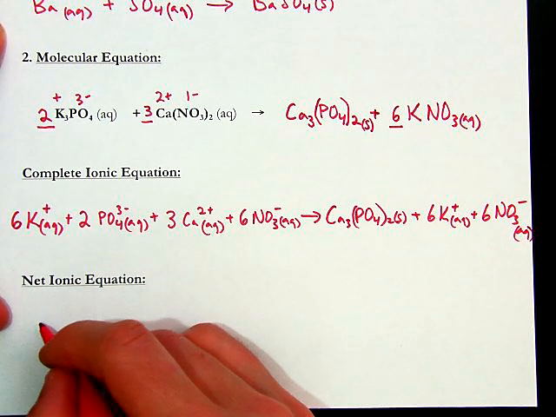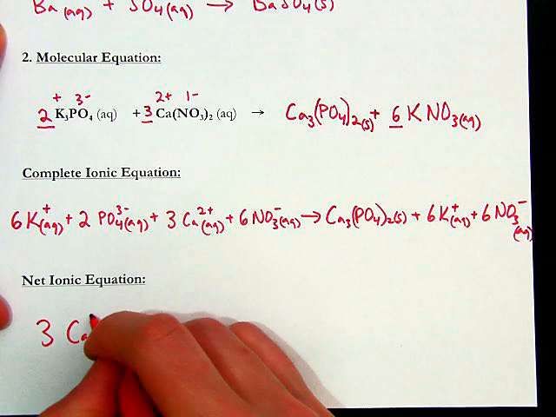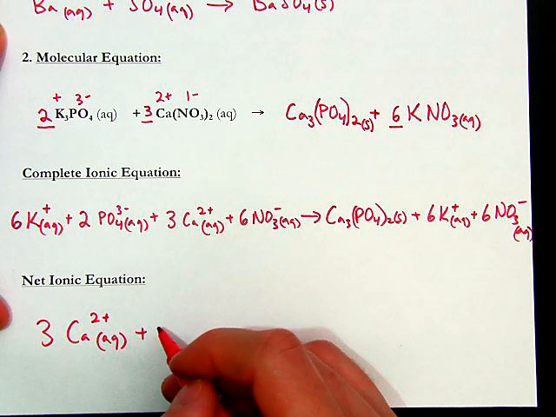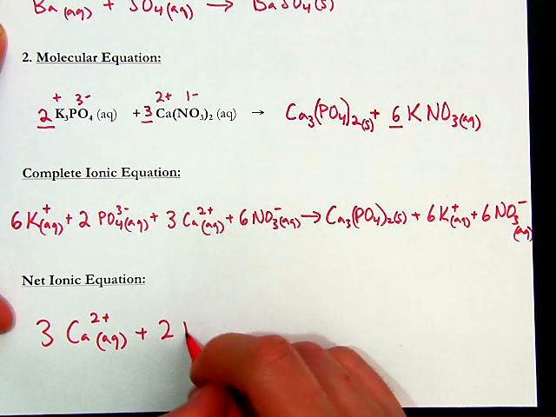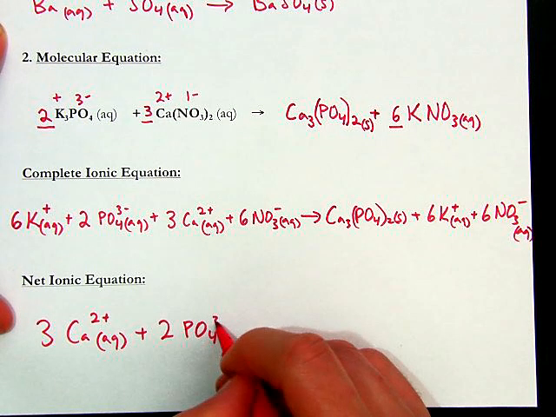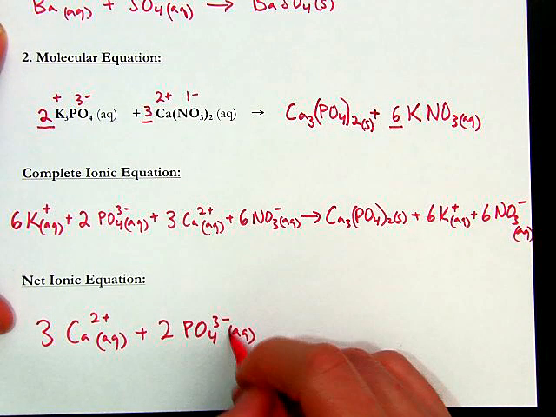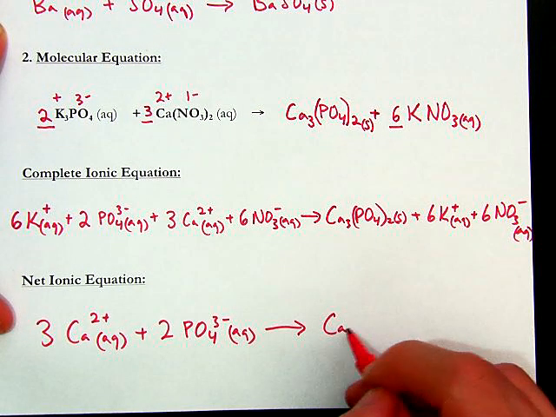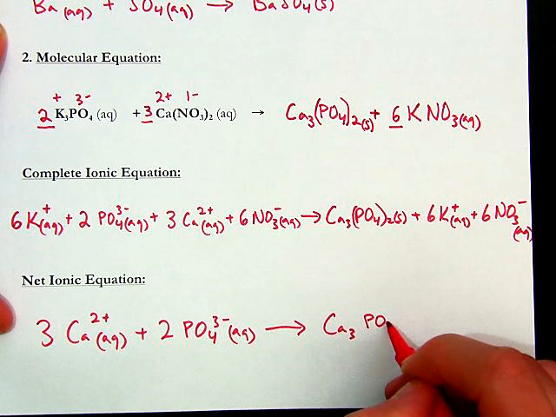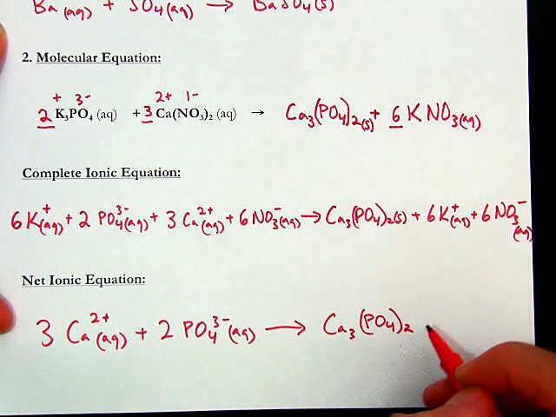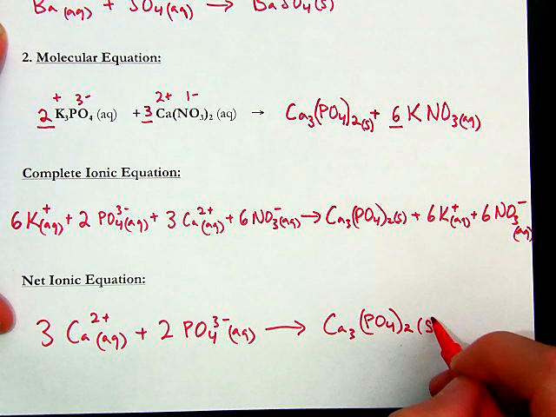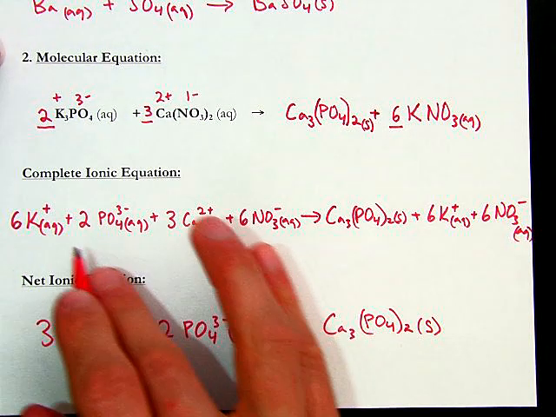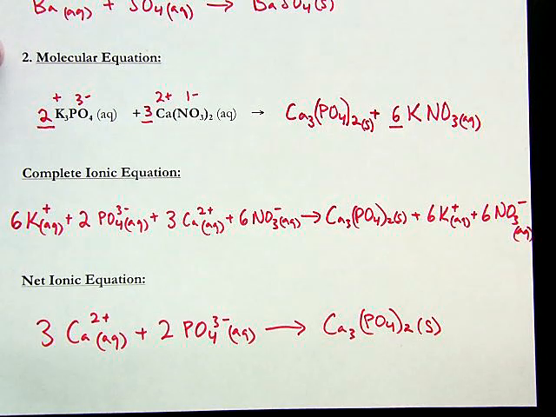So we have our 3 calcium ions, which have a charge of positive 2, in solution, plus we have our 2 phosphate ions, and each of those have a charge of negative 3. All right, so 3 of these and 2 of these combine to give us Ca3(PO4)2 as a solid. This is the net ionic equation. It involves only the ions that go into making the solid.